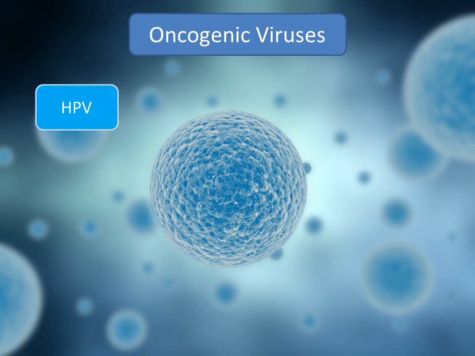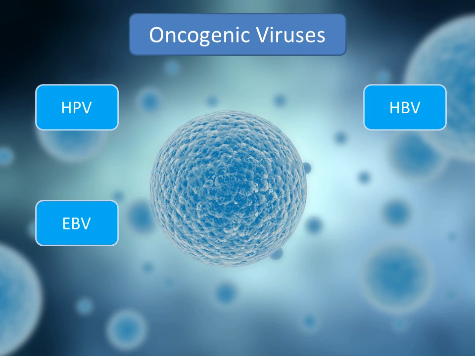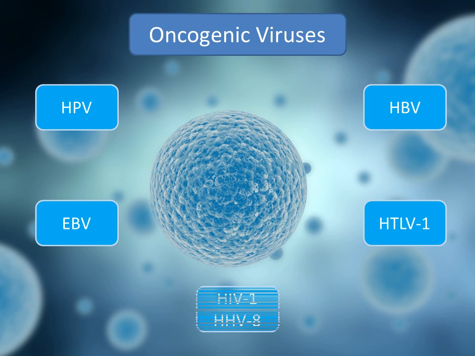Papillomaviruses are associated with uterine cervix cancer. Hepatitis B virus is associated with hepatocellular carcinoma. Epstein-Barr virus is associated with Burkitt's lymphoma and nasopharyngeal carcinoma. Human T-cell leukemia virus type 1 is associated with adult T-cell leukemia or lymphoma. And HIV-1 and human herpes virus 8 are associated with Kaposi's sarcoma.